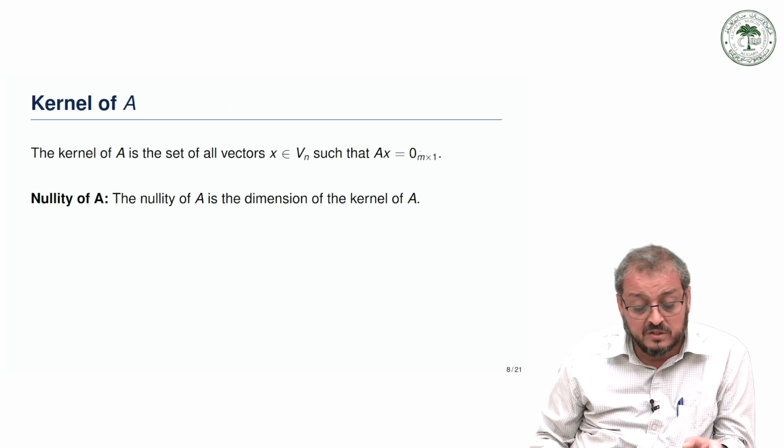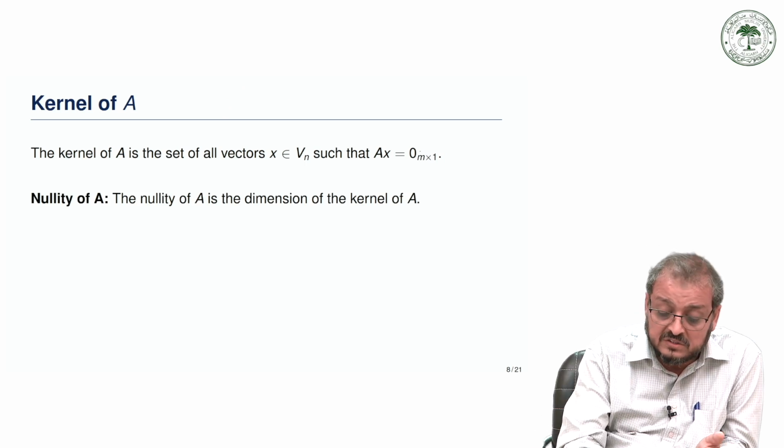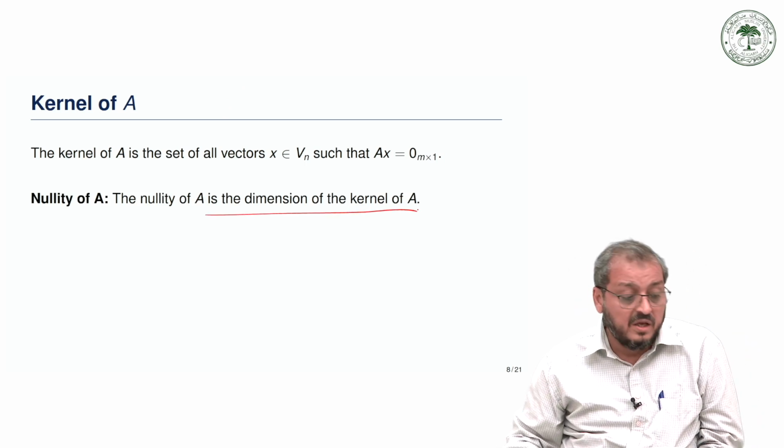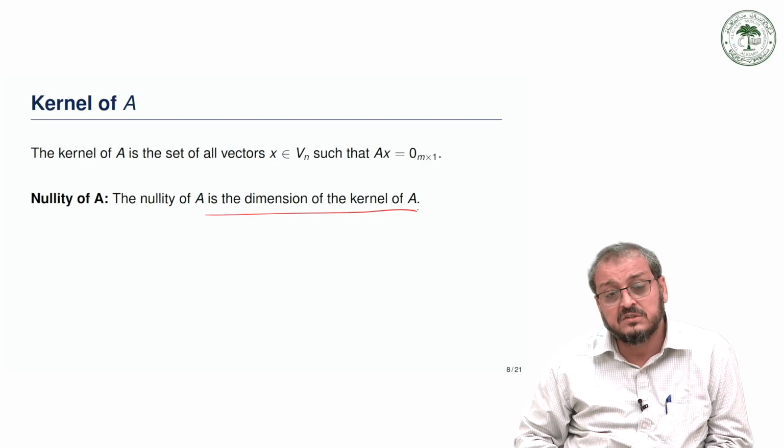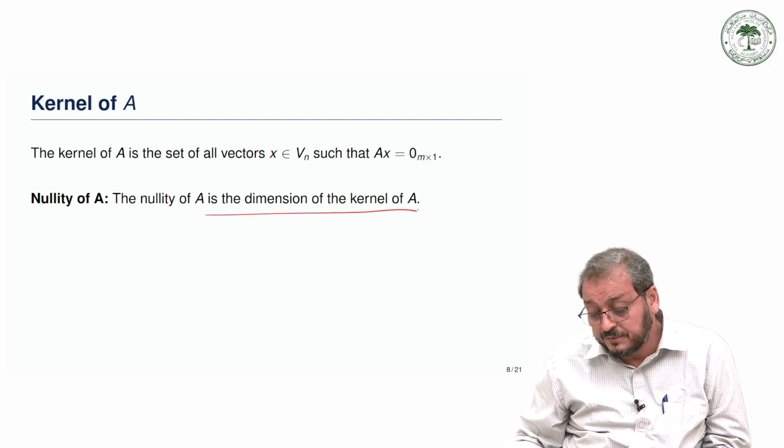So the nullity of A is the dimension of the kernel of A. Simply we can say that's the kernel. What is the kernel of this? Clearly we can say that.